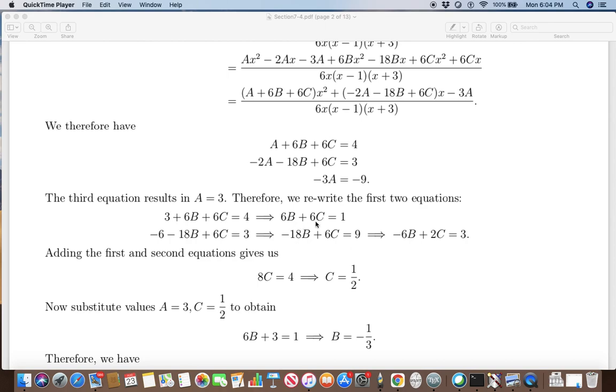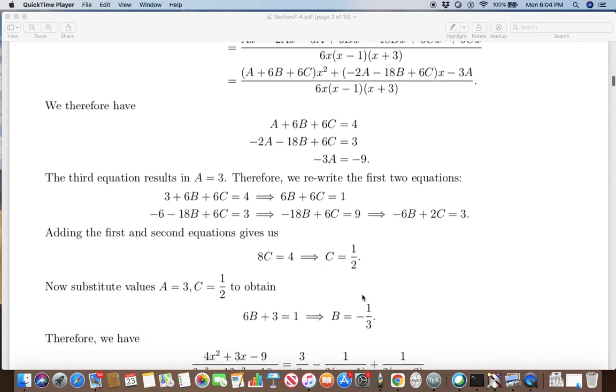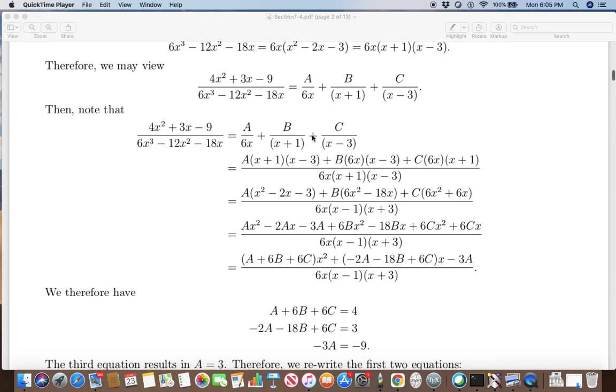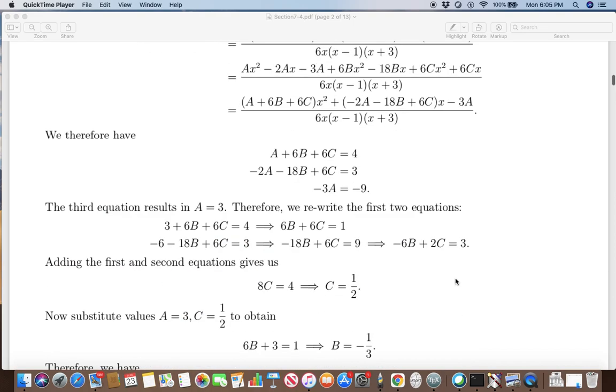Well, here I am dividing by 3 to obtain this. So add this with this, negative 6b, positive 6b cancel. I'm left with 8c equals 4, c is half, a is 3, c is half. Plug in either one of those and you get b equals negative 1/3. So you obtained your a, b, c.